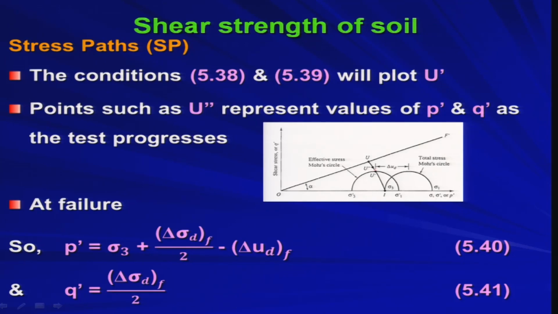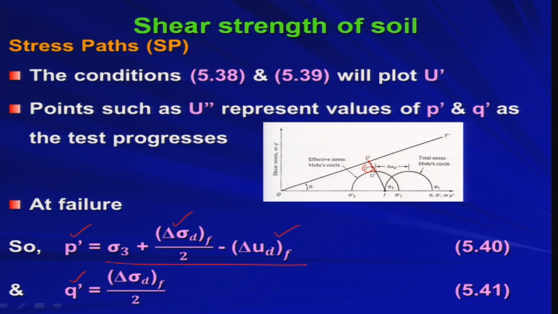So, as I told you, initially you have got U prime, then as the test progresses you will be getting another point, say U double prime, and another point U triple prime, and so on till the failure, right. So, at failure, your P prime is nothing but sigma 3 plus delta sigma d f by 2 minus delta u d f. What is delta u d f? That is the pore water pressure at failure, and what is delta sigma d f? That is the deviatoric stress at failure. So, this is your P prime and this is your Q prime, which is defined by the point U.